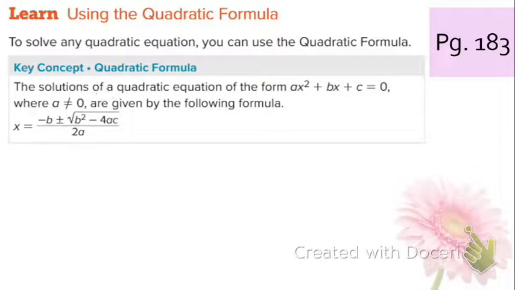If you look on the board, you can see I also wrote it on both sides of the screen as a reference. You don't need to have it memorized. It will be provided to you on the test next week. Now there's a couple of pieces of this quadratic formula that I want to point out.